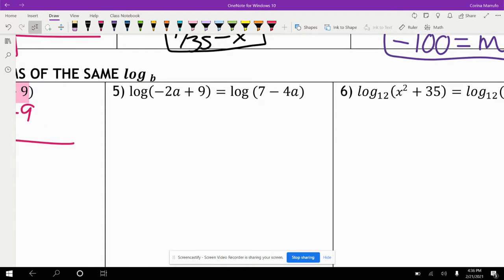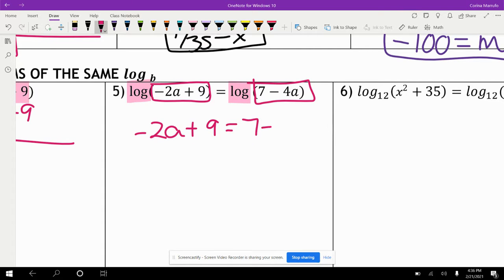So here we have log of -2a plus 9 equals log of 7 minus 4a. So since we have logs on both sides, all we've got to worry about is what's inside the parentheses. This part has to be equal. So -2a plus 9 should equal 7 minus 4a. Okay, we're going to start solving for a.